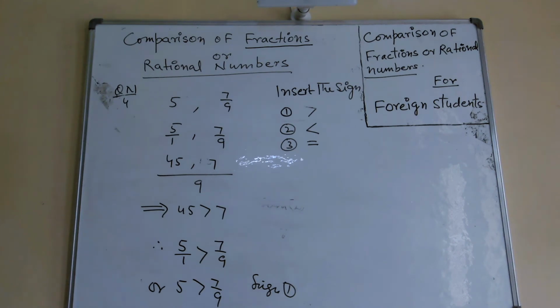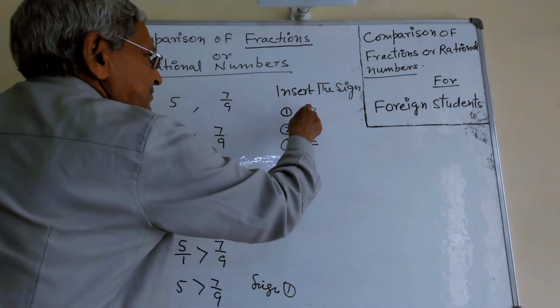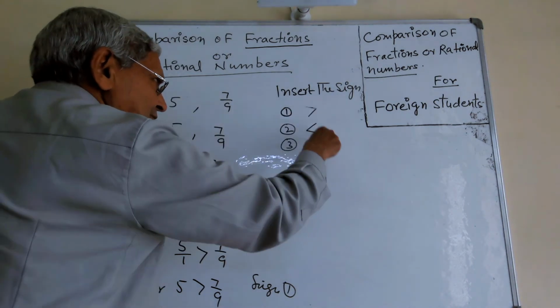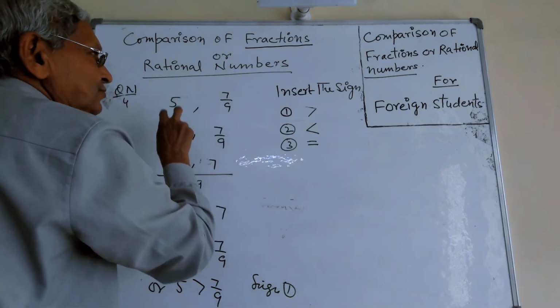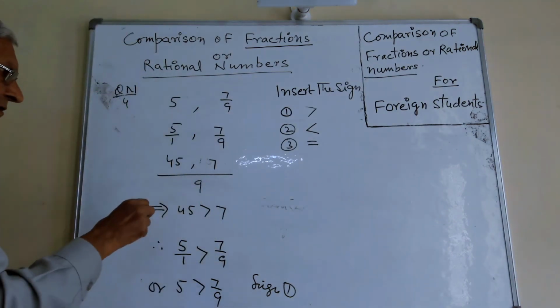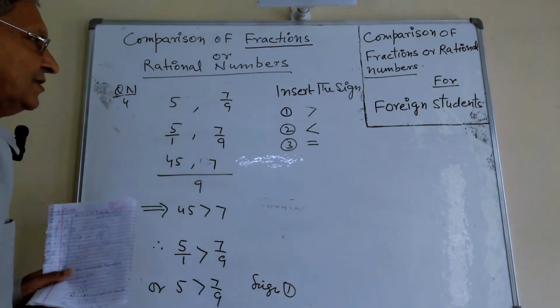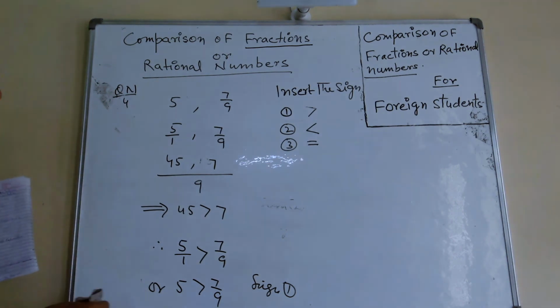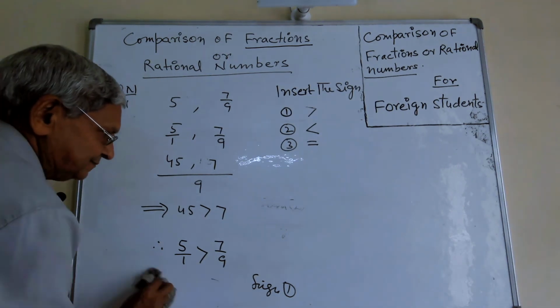So, this is the method by which you can put one sign out of these three in any two fractions by the comparison method. Now, I am taking the next question.